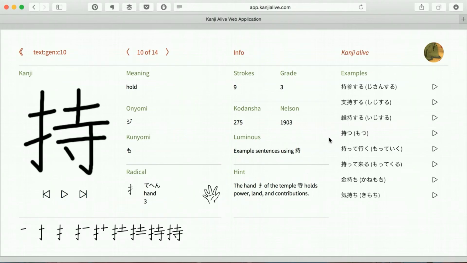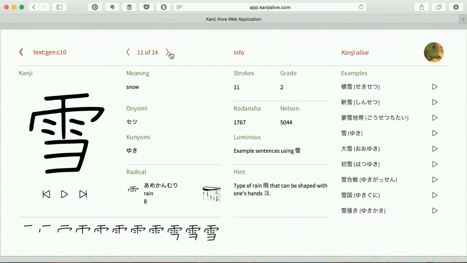So we have motsu, to hold, motte-iku, to bring, or to take, motte-kuru, to bring, kanemochi, literally to hold money, or a rich person, and kimochi, to hold your feelings, or feelings.